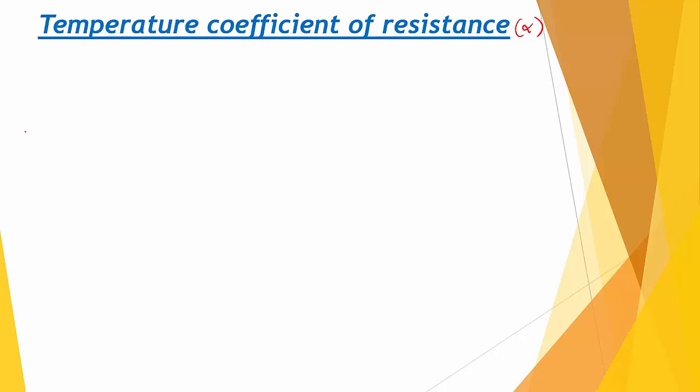Let us consider R0 is the resistance of the conductor at 0 degrees Celsius. The initial resistance value of the conductor is R0. When temperature is increased, resistance also increases. So we can consider RT equal to resistance of the conductor at T degrees Celsius.